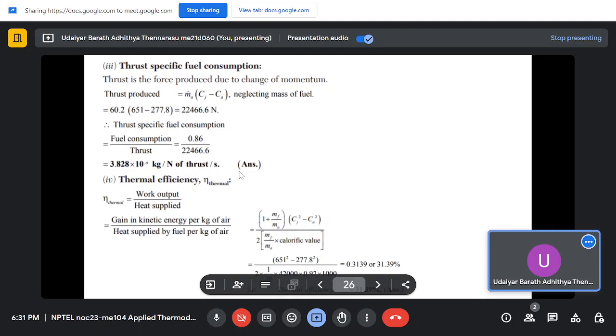The next is the thermal efficiency. Thermal efficiency can be calculated as work output divided by heat supplied. That is, what amount of work is generated out of the heat which is supplied. So the gain in kinetic energy per kg of air is the work output, which will be equal to 1 plus mf by ma into cj square minus ca square.